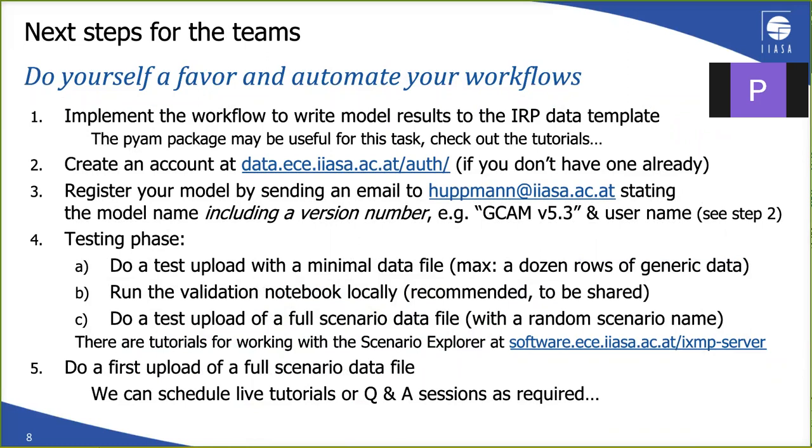Fourth point is the testing phase. As a first point, you would test an upload with a minimal data file. So you would have a few dozen rows where you can just see if everything is working nicely. With the real data, we recommend that you first run the validation locally, perhaps in a Jupyter notebook, using, for example, the nomenclature package. Once you have done that, you can do a test upload of the full scenario just to see that everything is working. And as soon as that works, you can do the first upload of the full scenario file, and then share and discuss. If there are more Q&A sessions or tutorials required, we can schedule those.